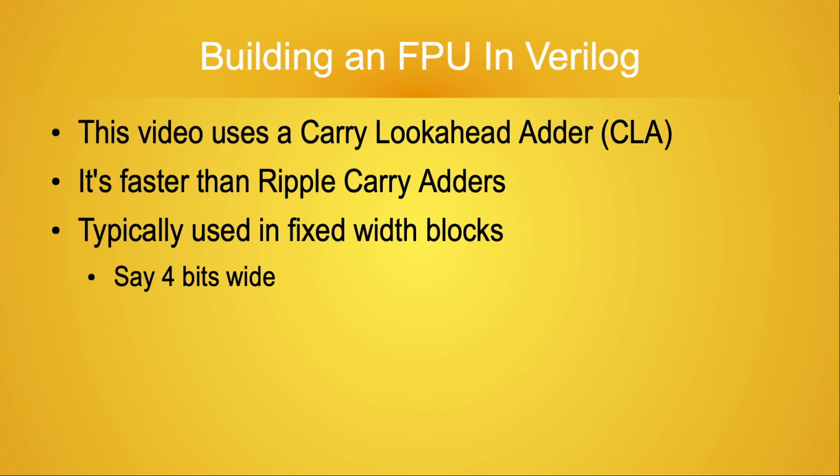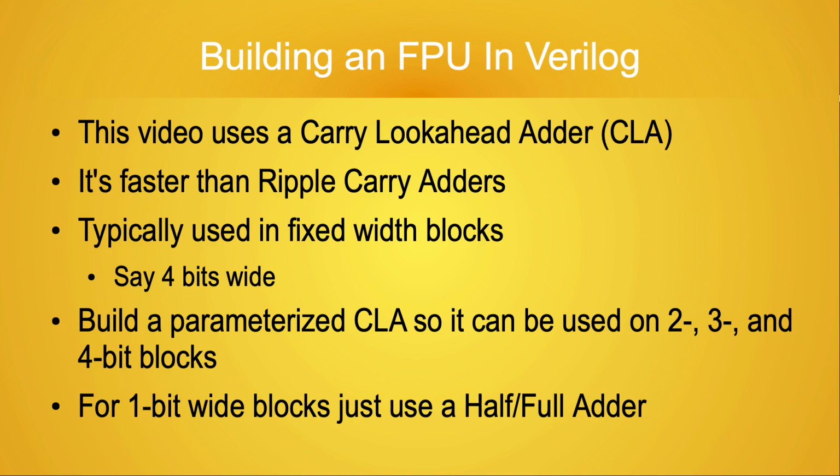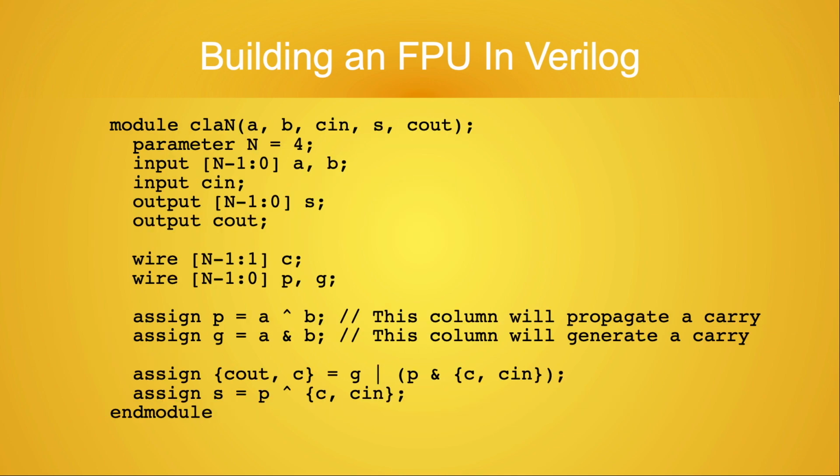Carry look-ahead adders are typically implemented to add fixed-width blocks, such as blocks which are 4 bits wide. Some of the additions in this adder will be for add-ins which have widths which are not an even multiple of 4. Because of this, I'm going to parameterize the module so it can be used to handle blocks of 2 and 3 bits also. In the case of a leftover block which is only 1 bit wide, I'll simply use a half or full adder. Here's my implementation of a carry look-ahead adder module written in Verilog.